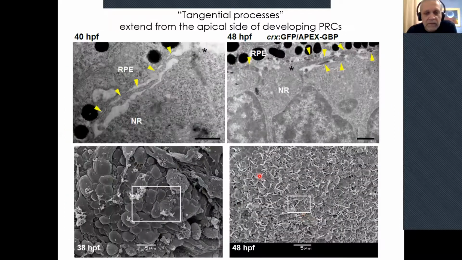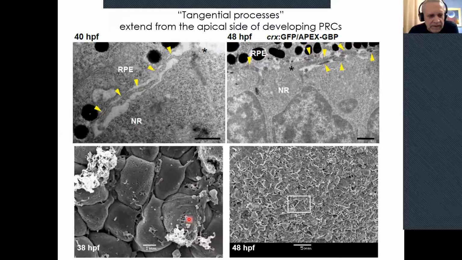We could see them also by electron microscopy, and I can show you here how they are. They can be quite long, and they are very thin. And they are here at the subretinal space, here and here, at 40 and 48 hours post-fertilization. And something which is very interesting when we see them, and this is quite recent, made by Marija Kojic and Gonzalo Aparicio, where we see by scanning electron microscopy the apical surface of the retinal neuroepithelium. And this is at 38 hours.